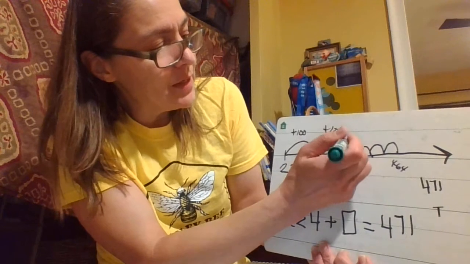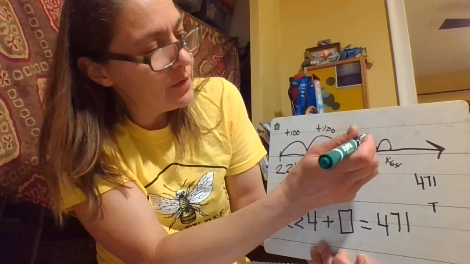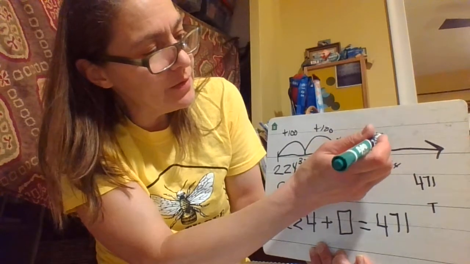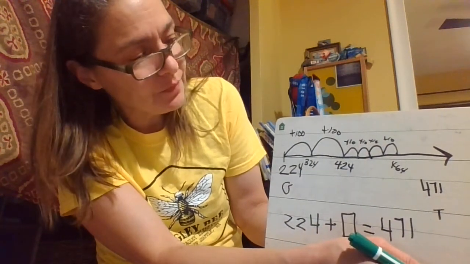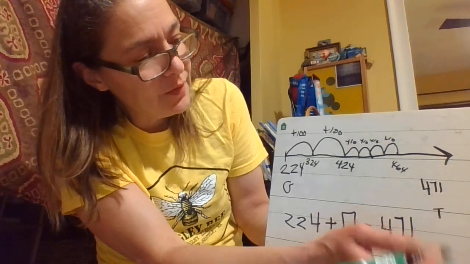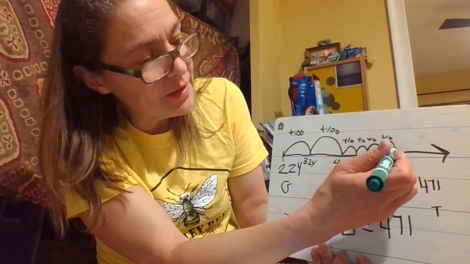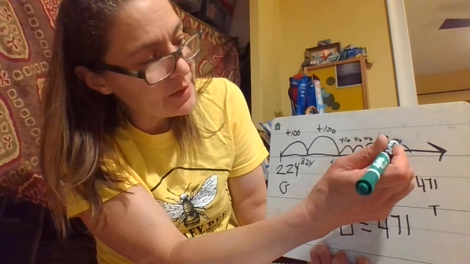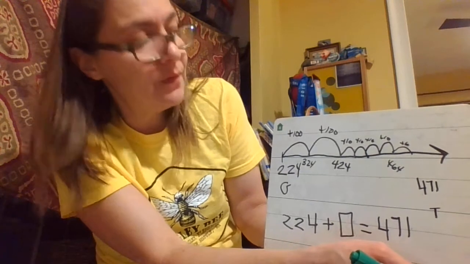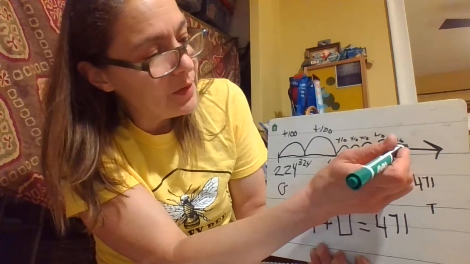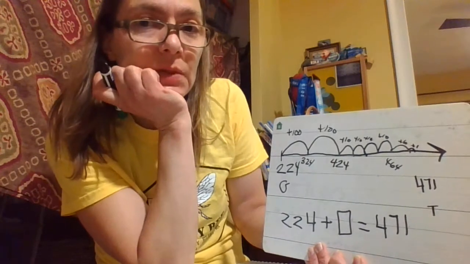So now let's add our 10s. 10, 20, 30, 40. And then we have to go up some 1s. So let's count. I know that up to 470 is going to be 6, because 6 plus 4 equals the next 10. And then I'm going to need to do one more to get to 471.